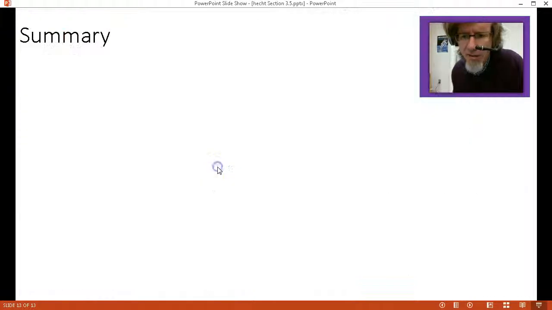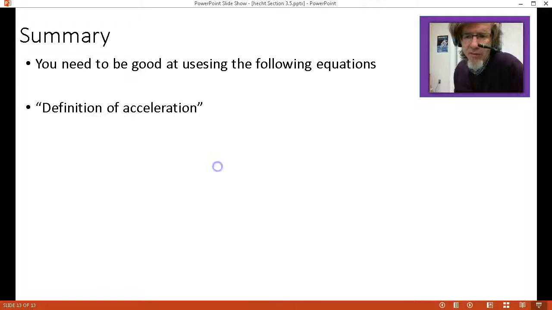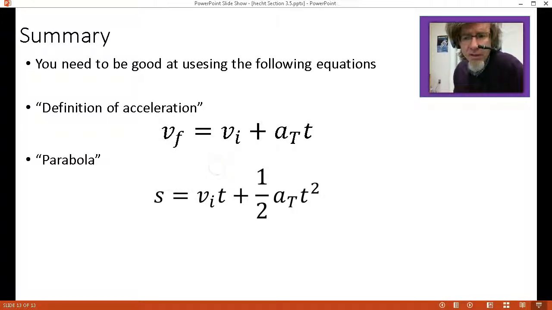All right, so those were 2 examples, basically using the equations that we need to get good at as of this section in the book. So the first one, definition of acceleration. Final velocity equals initial velocity plus acceleration times time. The parabola equation, remember, it came from the distance. It came from this is a triangle. So initial velocity times time plus 1/2 times the acceleration, t squared.